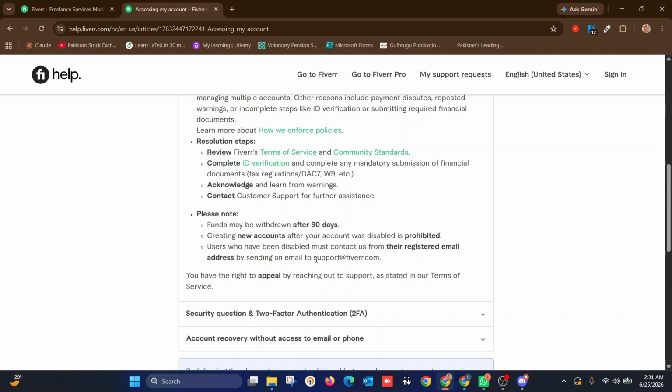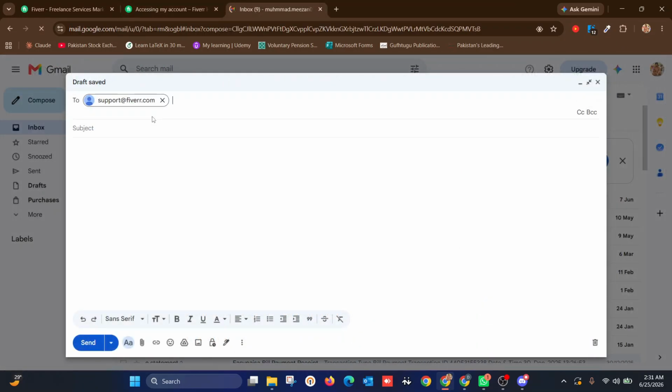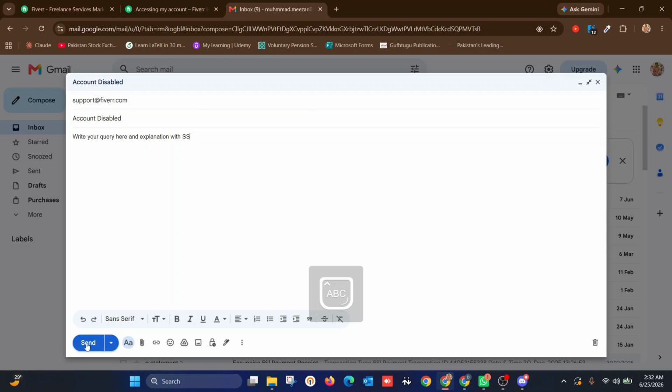After that, try contacting Fiverr support to submit an appeal. Over here, explain your issue clearly and request account recovery. Then, submit your appeal and wait for Fiverr's response. After that, follow any further instructions they provide. Over here, remember that recovery depends on Fiverr's decision and account type.